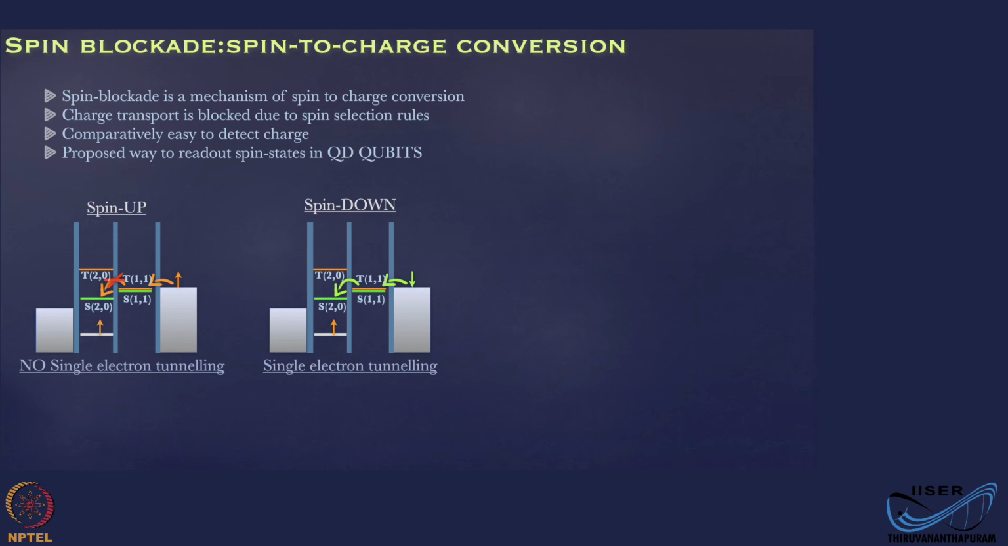Now, why am I saying it is spin to charge conversion? Because whether the state has spin up or spin down, it's going to affect the transport through the system, or it's going to affect the tunneling of electrons from one dot to the other dot. So just by detecting that tunneling event, or the presence or absence of that tunneling event, you can tell what spin state the dot got, or what spin state the electron got, okay. Or you can tell whether the system is in the 1-1 singlet state or 1-1 triplet state.